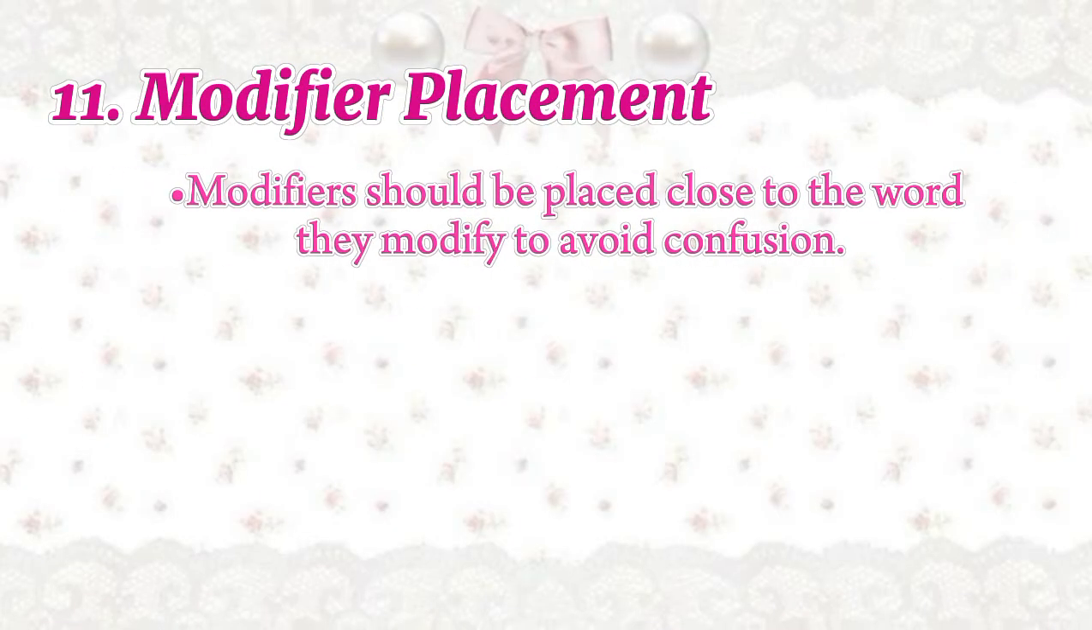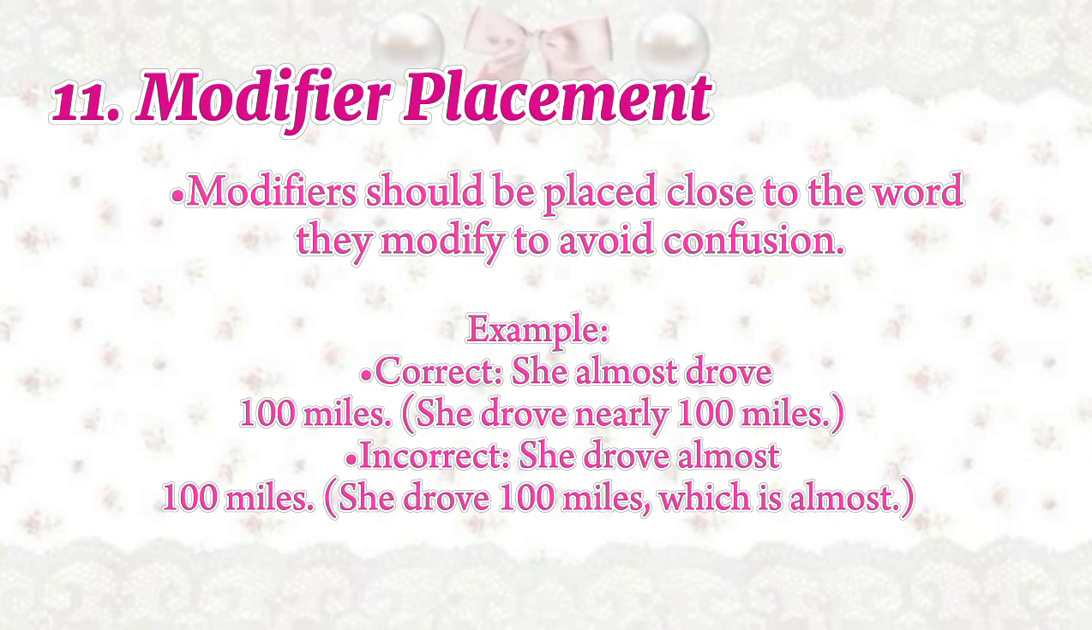The 11th rule is the modifier placement. Modifiers should be placed close to the words they modify to avoid confusion. For example, the correct sentence is she almost drove 100 miles. She drove nearly 100 miles. The incorrect sentence is she almost drove 100 miles. She drove 100 miles, which is almost.